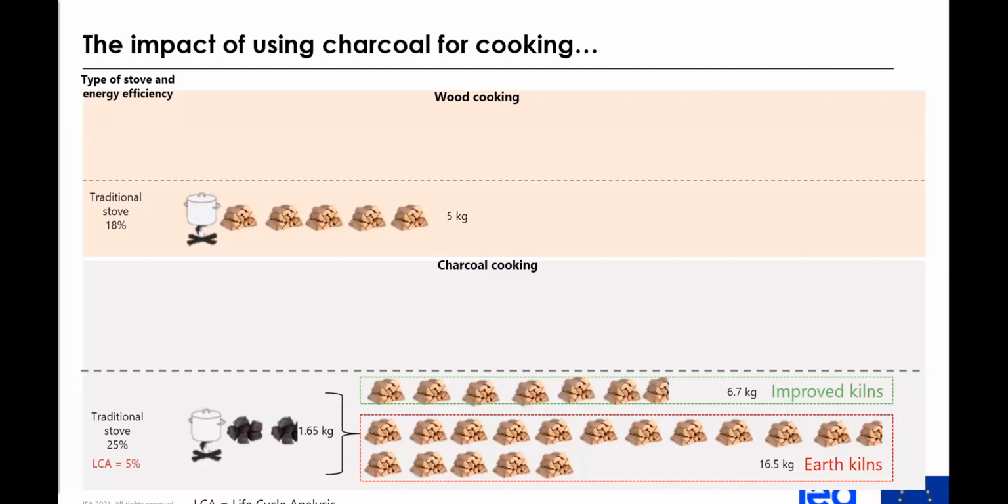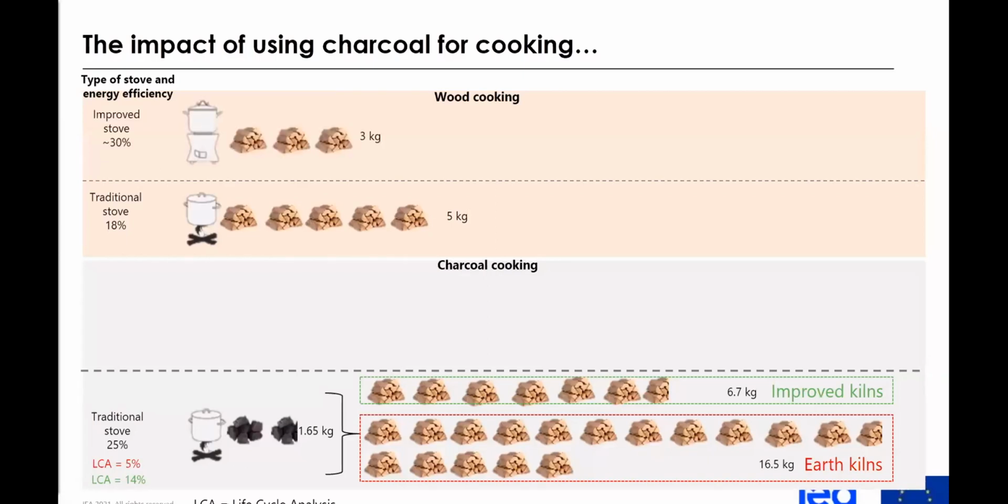If you use an improved kiln to produce the charcoal, you are actually using around 6.7 kilograms of wood to produce the charcoal, and the life cycle analysis shows an efficiency of 14%.